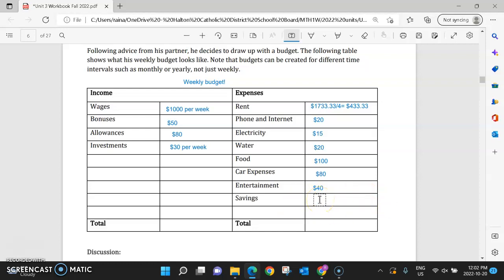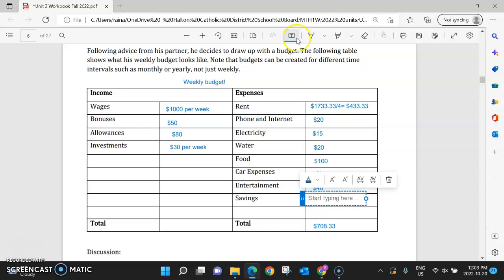Now, before I calculate what my savings are, so this is his weekly budget, I'm going to calculate the total of his expenses. So if you add up all of these numbers here, 433, 20, 15, 20, 100, 80, and 40, you should get $708.33, okay? That's the total amount of expenses in a week.